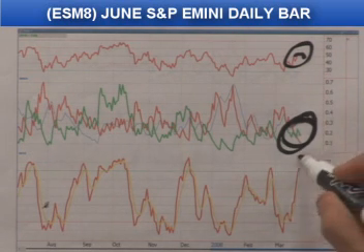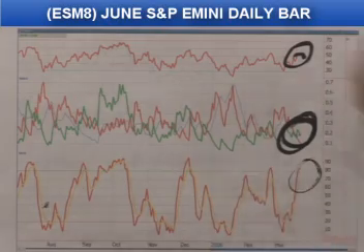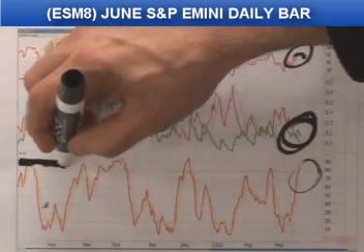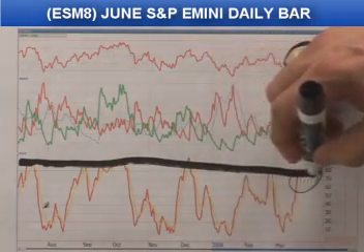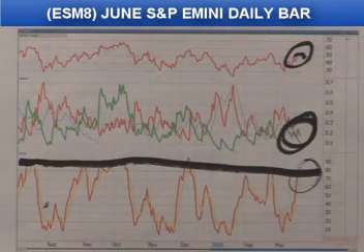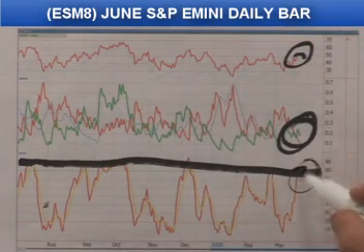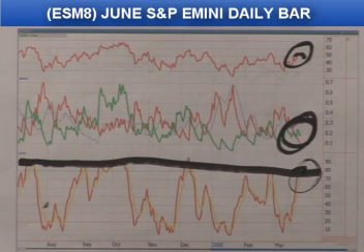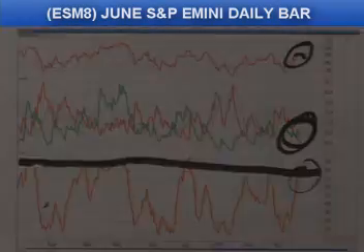Now we have a slow stochastic beneath that. The slow stochastics are way up into the overbought area now and should absolutely start to turn down. You got a little hook right there. Another indicator on the S&P market telling us not to fall in love with the upside. Let's look at another chart here, traders.